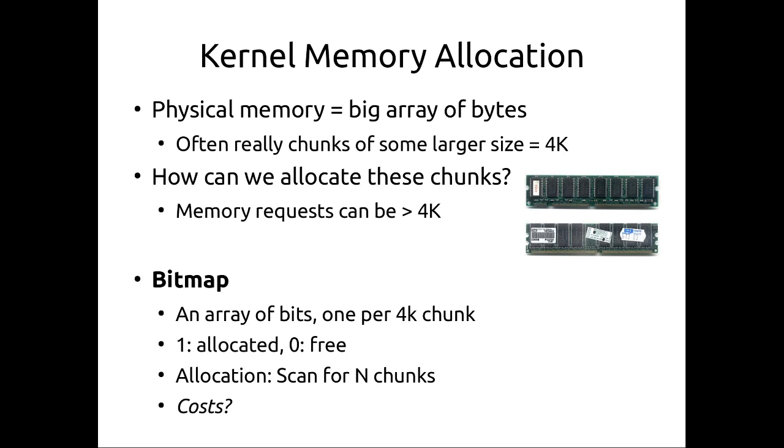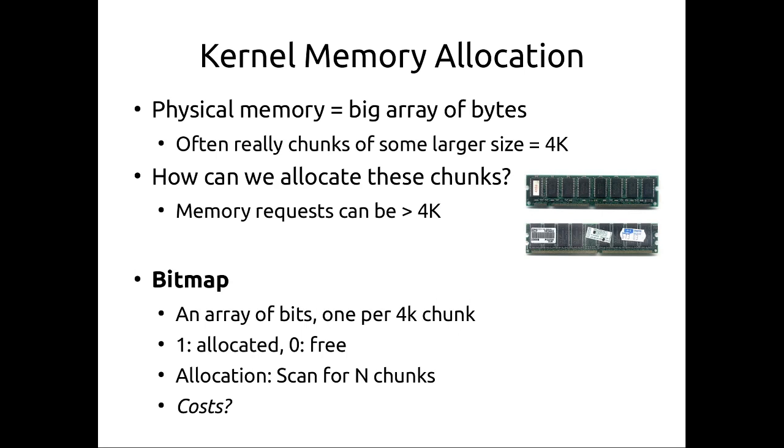One way to think about that is simply that we could imagine there being a bitmap. A bitmap is just an array of bits, where each of the bits, for instance, corresponds to one of those 4096-byte chunks of memory, each of those pages. It could be 1 if it's allocated, 0 if it's free. So if we want to allocate n pages, then we just need to scan through that bit array one entry at a time, trying to find n contiguous bits that are set to 0.